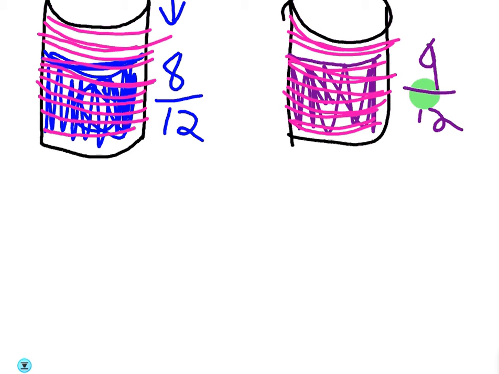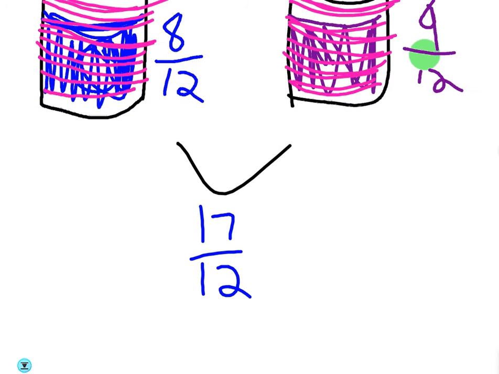Anybody want to answer that? 17/24. 17 over 12. Right. In other words, if we simplify that out and made it into a mixed fraction, it would be 1 and 5/12.